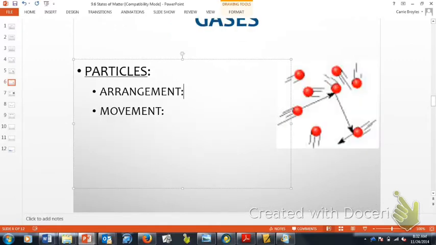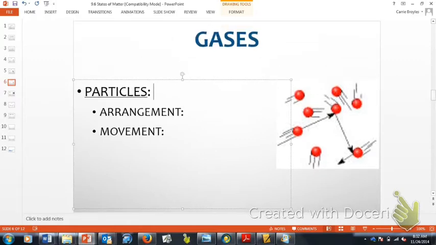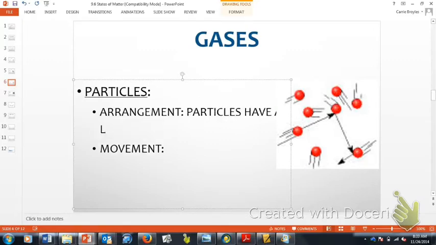Our third state of matter is going to be gases, and if you look at the picture to the right, you can see that they are not in a nice orderly pattern anymore. There's a lot more empty space in between them, and those arrows are showing that they are moving very quickly, and that's exactly what happens as you add more heat. Okay, so when we talk about their arrangements, basically describe what you're seeing over there in the picture. Particles have a lot of empty space between them.